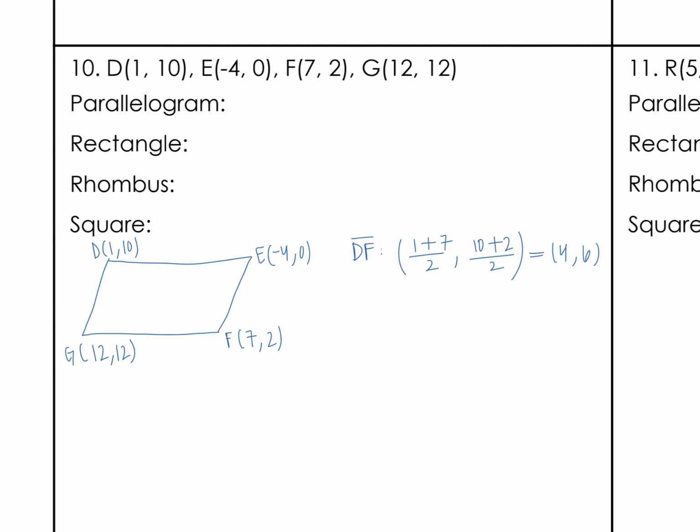So then looking at GE, we have 12 minus 4 divided by 2, and then 12 plus 0 divided by 2. So 12 minus 4 gives me 8, divided by 2 gives me 4. And then we've got that 12 divided by 2 to give me 6. So once again, this is a parallelogram because the diagonals bisect each other.